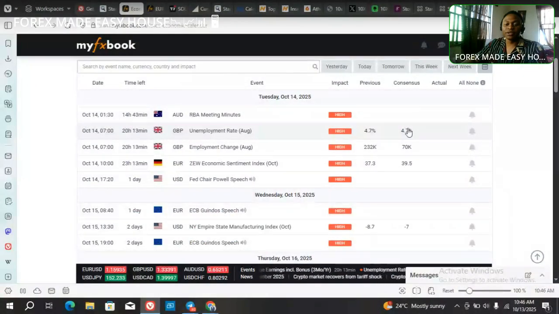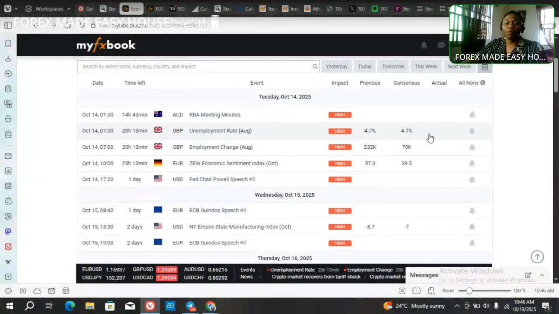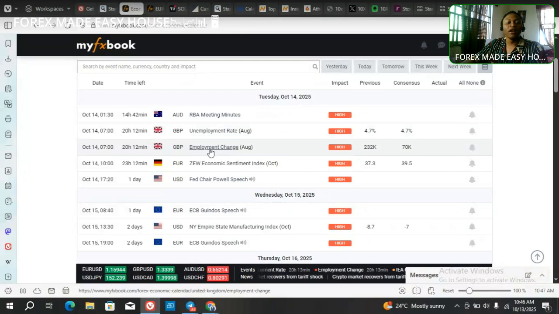So we are seeing that the unemployment rate is 4.7% and the consensus is 4.7%. But if you see a figure higher than 4.7%, it is bad. If the figure is lower than 4.7%, it is good for the Great Britain pound.